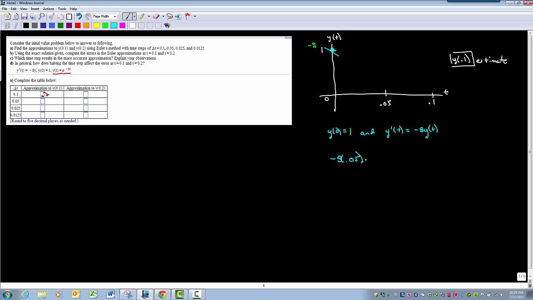So we'll multiply it by 0.05, just like that. And so what we'll get is negative 8 times 0.05, which I think is negative 0.4. So what it tells me is that if I extend this line down, I'm going down by negative 0.4. So the height value right here is going to be positive 0.6. I'll go ahead and put that in there right now.